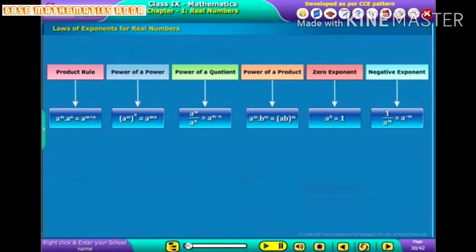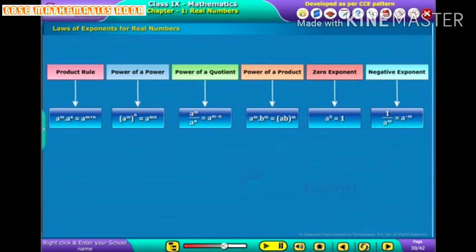Let us discuss the laws of exponents for real numbers. The laws of exponents are: product rule. Product rule is defined as a power m into a power n equal to a power m plus n. Power of a power. Power of a power rule is defined as a power m whole power n is equal to a power mn. Power of a quotient. Power of a quotient is defined as a power m by a power n equal to a power m minus n.